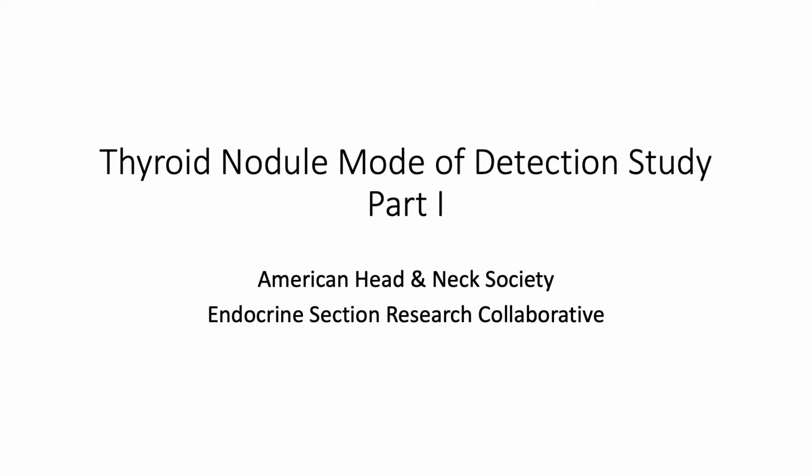This presentation will review how to use the classification tool for the thyroid nodule mode of detection study as part of the American Head and Neck Society Endocrine Section Research Collaborative. The classification tool is a flow diagram containing 7 categories of trigger event scenarios that resulted in discovery of a thyroid finding and eventual surgery.